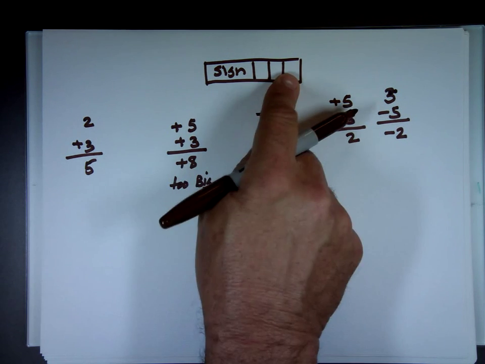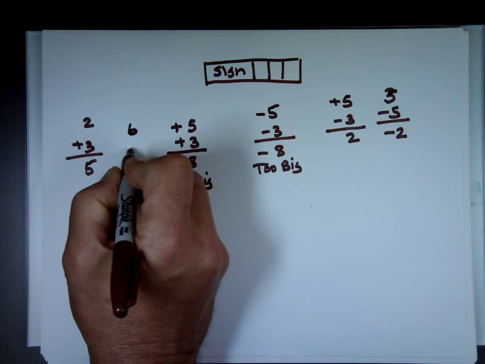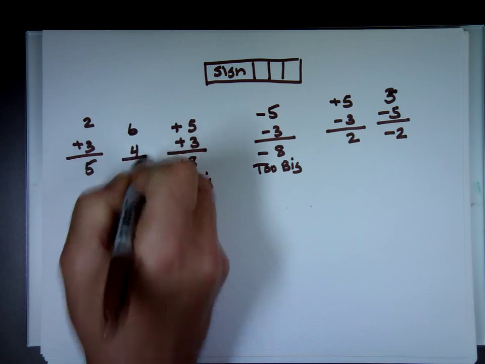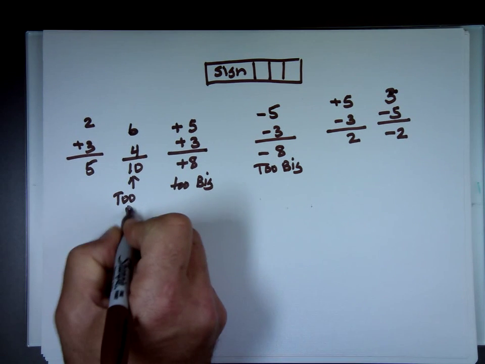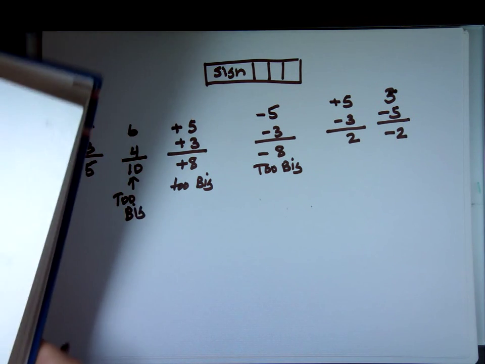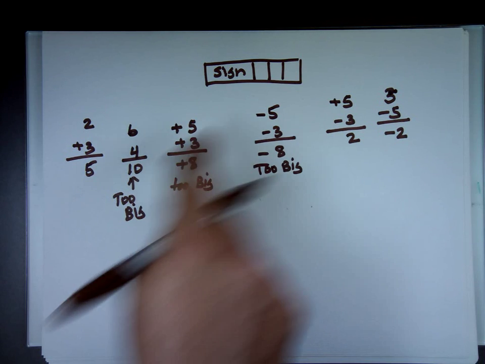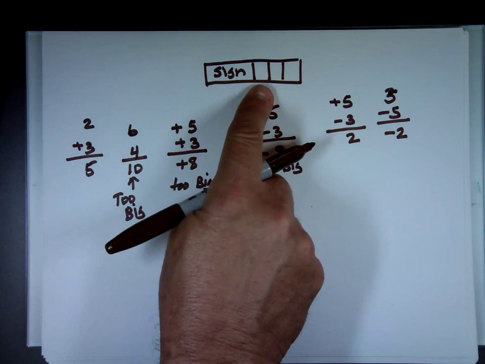8 exceeds the 7, I got a problem. If the biggest number is 7, what's 6 plus 4? That's 10. This one is too big. So it can't equal 8, correct? It has to be under. For me to use signed numbers, that number has to be between plus 7 and minus 7.